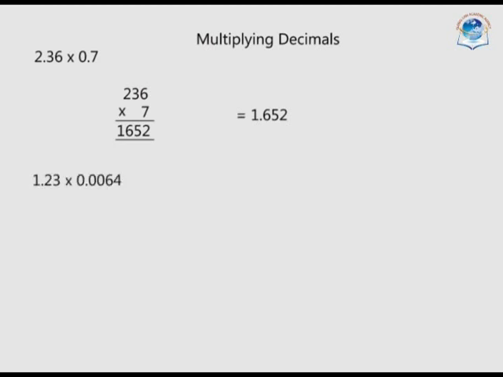1.23 times 0.0064. Ignoring the decimals, we shall have 123 times 64, and that should give us 7,872. Count the total number of decimal places: 6 decimal places. And so we shall count from the right 6 places. So 1, 2, 3, 4. We add a 0 here to make 5, and another 0 to make 6, and the decimal place, and then we put a 0. So we shall have 0.007872.